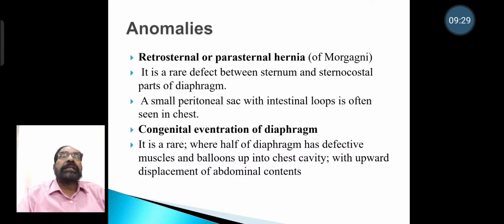Retrosternal and parasternal hernia of Morgagni. It is rare defect between sternum and the sternocostal parts of diaphragm. A small peritoneal sac with intestinal loop is often seen in the chest. Congenital eventration of the diaphragm. It is rare when half of the diaphragm is defective, has defective muscles and balloons up into the chest cavity with upward displacement of abdominal contents.